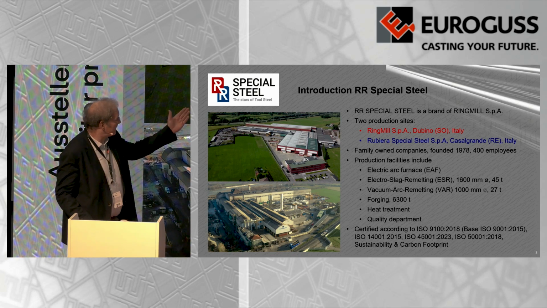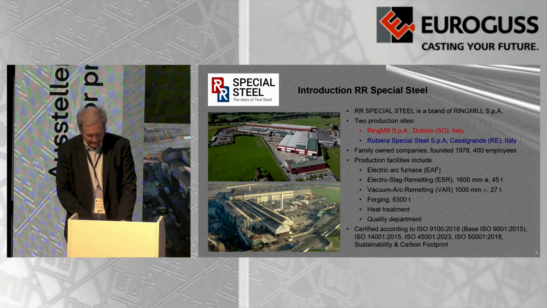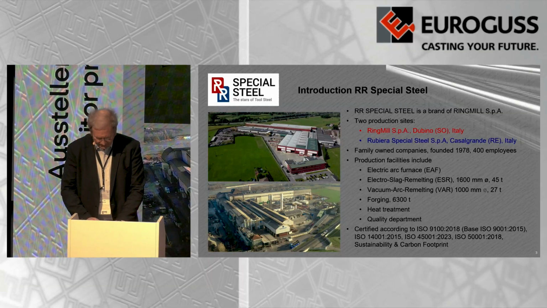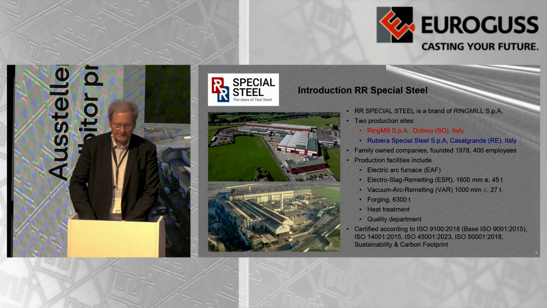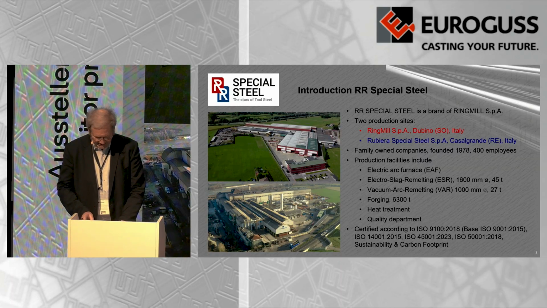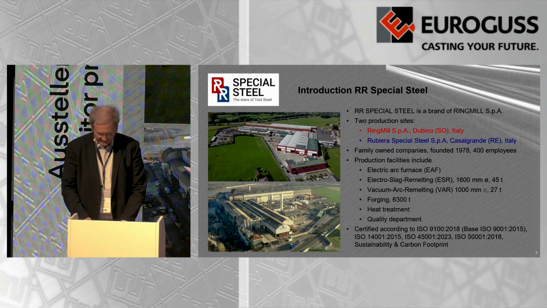The red R represents Ringmill, located in Dubino, at the wonderful Lake Como in Italy, and the blue R represents Rubiera, located in Casalgrande.